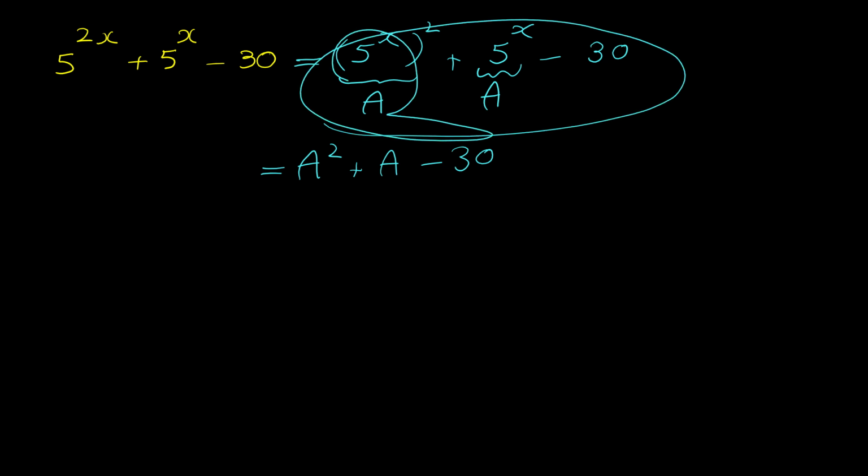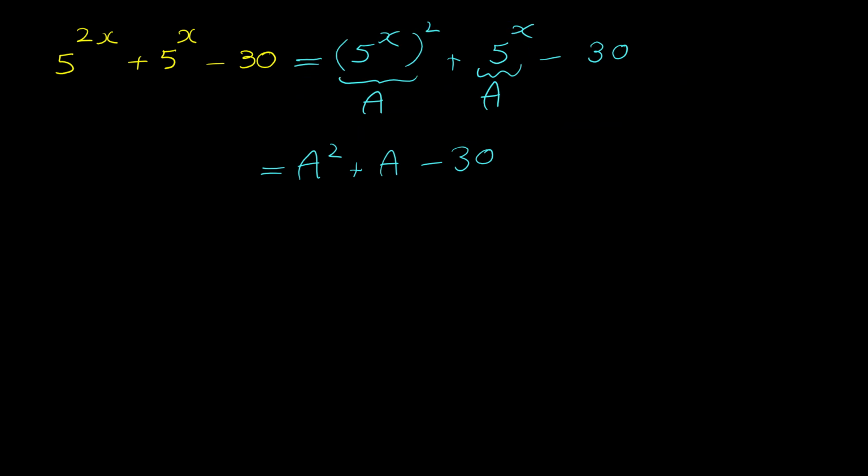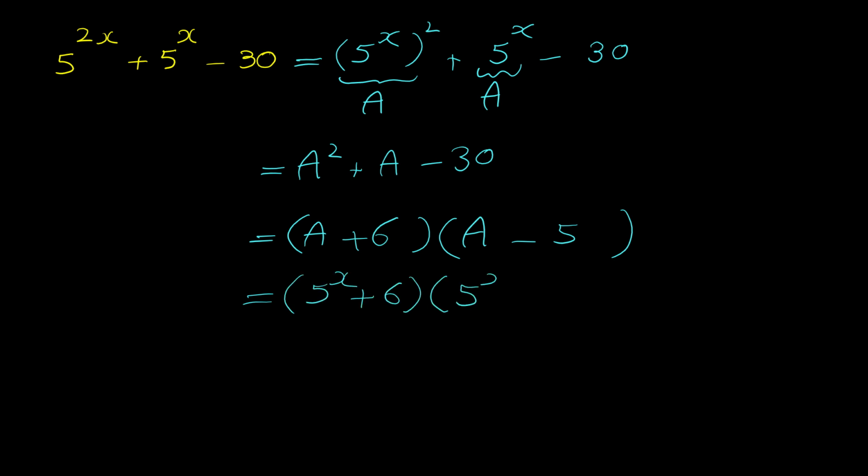Again, this middle step, naming this expression a, is not really necessary. Gradually you can skip that. But at the beginning, it's a good idea to use this technique. Now factor this trinomial, a to the 2 plus a minus 30. Look for two numbers. Their product is negative 30. Their sum is 1. Those numbers are 6 and negative 5. But what is a originally? A originally is 5 to the x, so 5 to the x plus 6 times 5 to the x minus 5. This is the factored form of that expression.